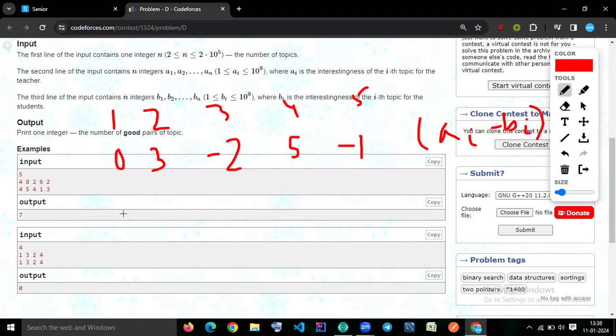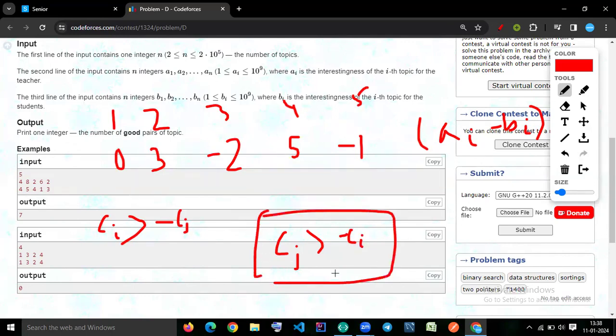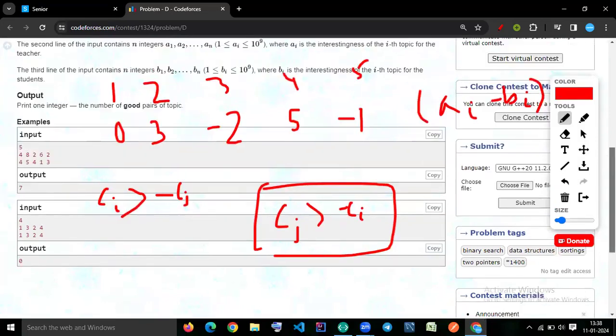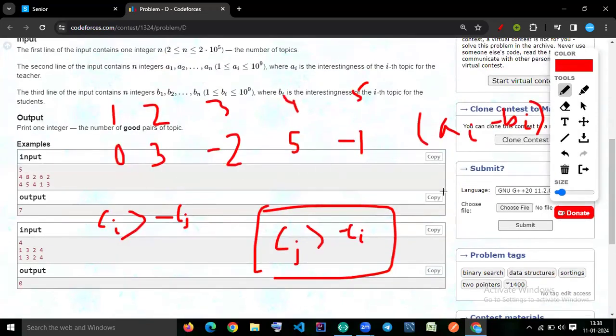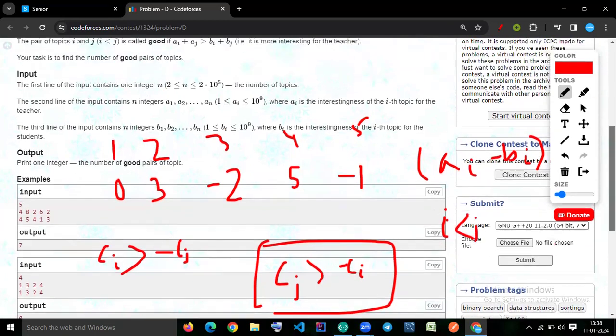One thing you easily notice is that we have to find Ci greater than minus Cj, and we can easily figure out that Cj must be greater than minus Ci. So this is what we have to do: find all the upper bounds. Still, even if you sort the array, a lot of people doubt that i less than j will be lost, but it is not. How? I'll tell you.